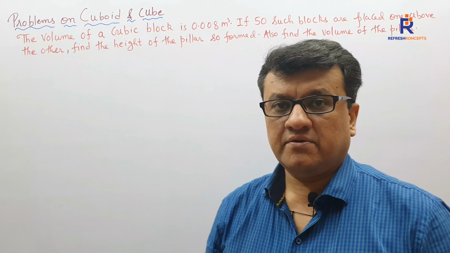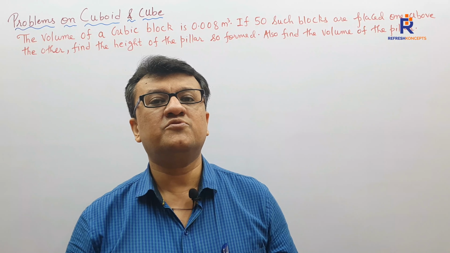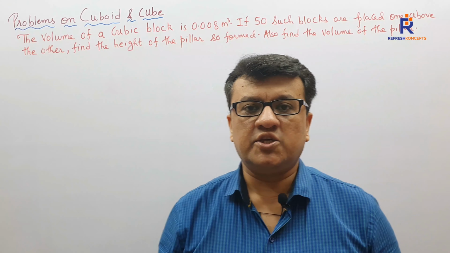For cuboid, area of base is equal to area of top, which is L into B. Area of vertical face is twice L plus B into H. Total surface area is twice LB plus BH plus LH. Volume is L into B into H. For cube, area of base is equal to area of top, which is L square. Area of vertical face is 4L square. Total surface area is 6L square. Volume is going to be L cube.